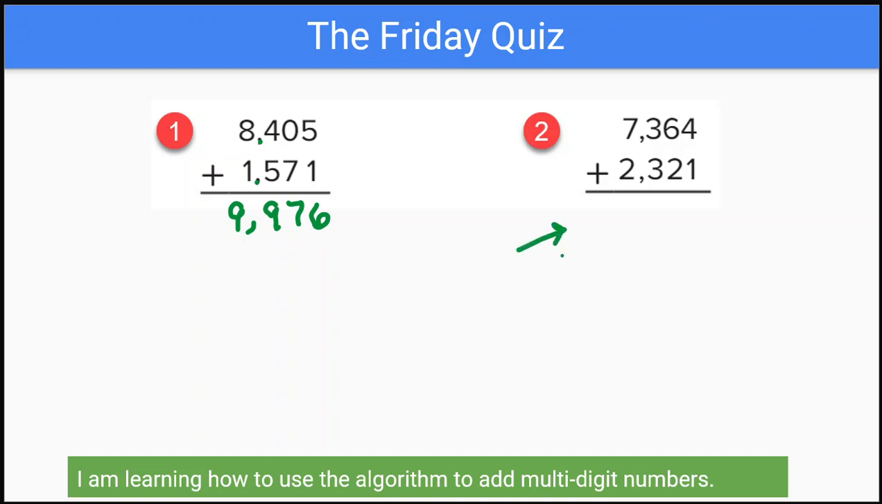Okay, I think you can do this one on your own right here. I'm going to leave you to that. Kids, today you're learning how to use the algorithm to add multi-digit numbers. Okay, go ahead and give it a try.